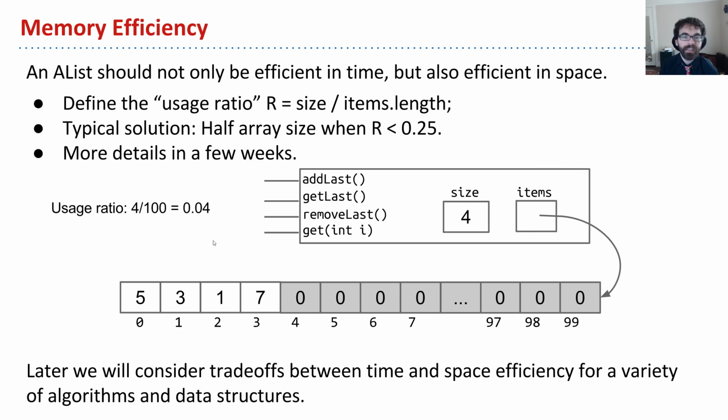Often we'll say an array list has a usage ratio, or a load factor. That's simply the size of the list divided by the length of the array that represents the list. So often what you'll do is, if that load factor, that usage ratio, falls below 25%, then you will halve the array size. We'll do some more details on this in a few weeks. As an example, say we have an array of length 100, but the list is only size 4. The usage ratio here is only 4%, which is well less than 25%. So this should have been resized at some point.